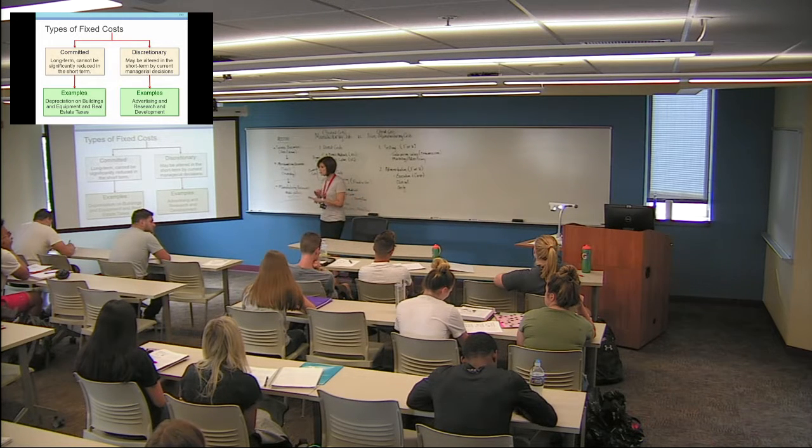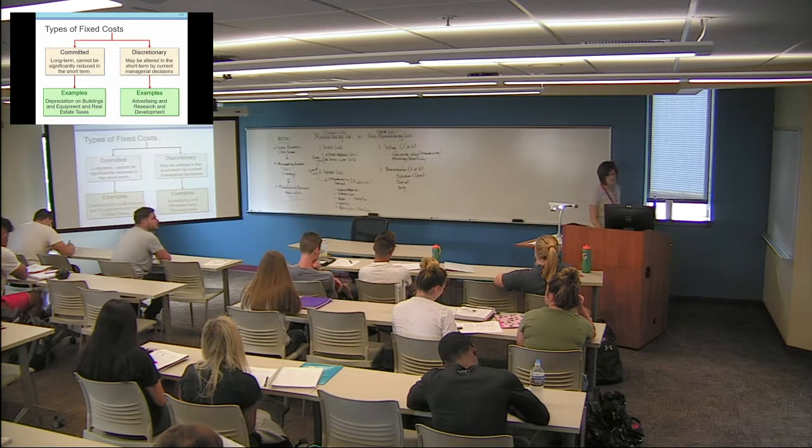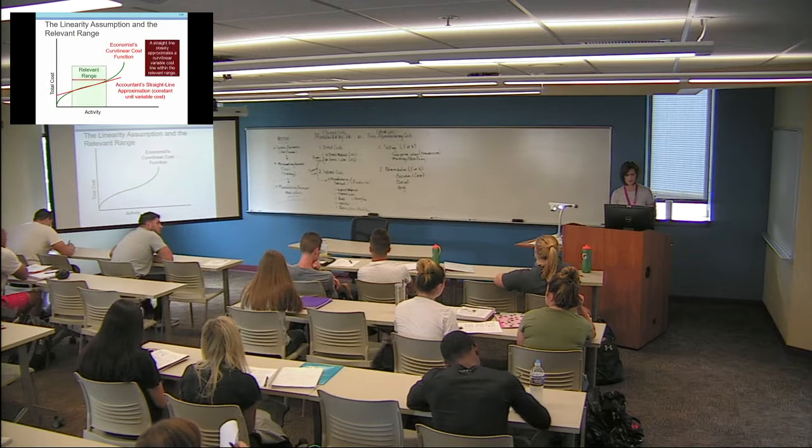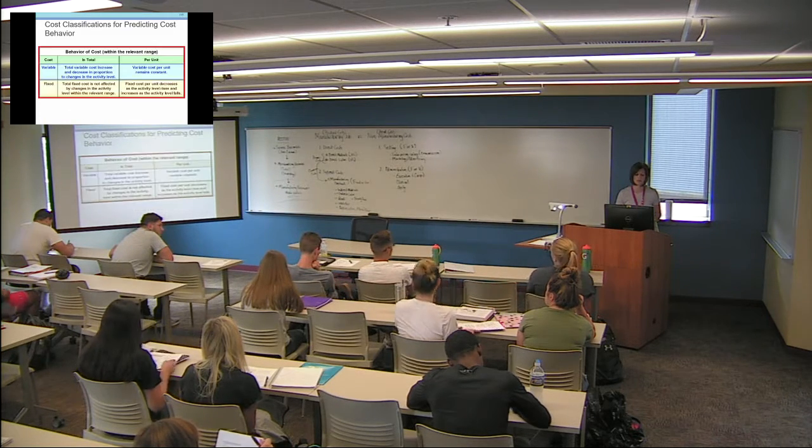So some fixed costs you have zero control over. Some fixed costs you may be able to control in the long term. And that's the difference between committed and discretionary. Okay, let's see here.